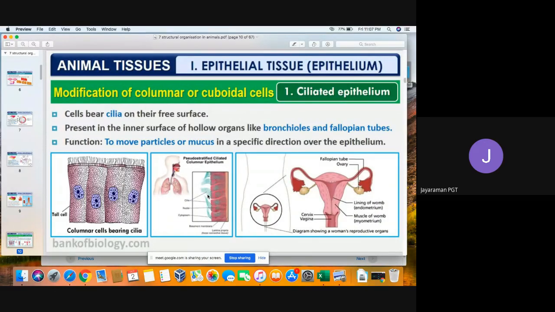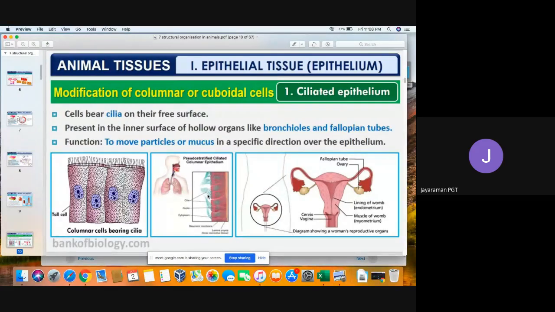Does this beat inward or outward? Supposed to beat inward or outward? Cilia in the trachea and bronchiole. Inward? If it beats inward, what happens? It will take all the dust into the lungs. It beats outward. Inward means towards the alveolus. Outward means towards the nostril, nose. So it has to beat upward. If it beats upward, all the dust particles that enter may go out.